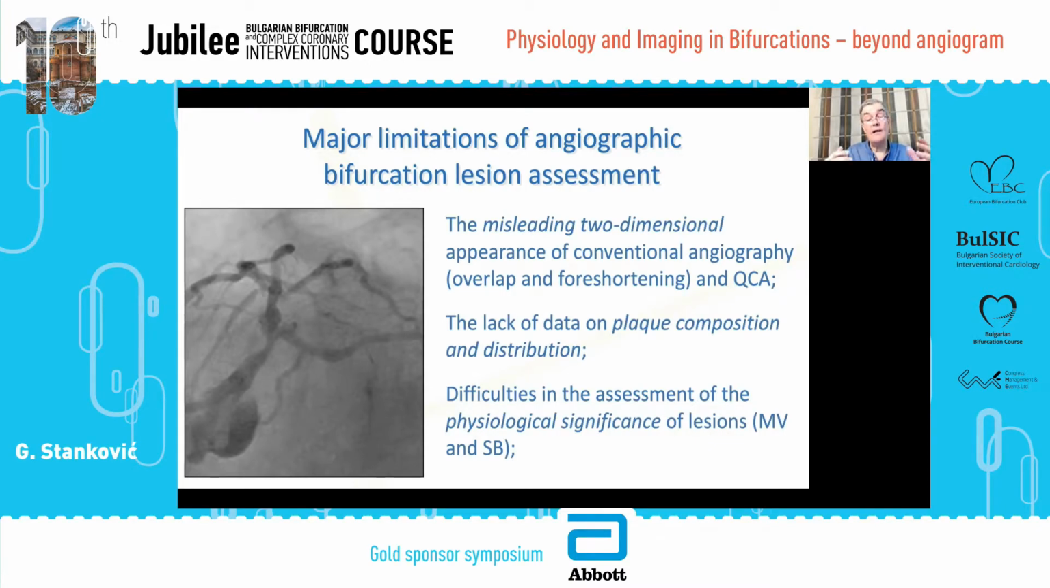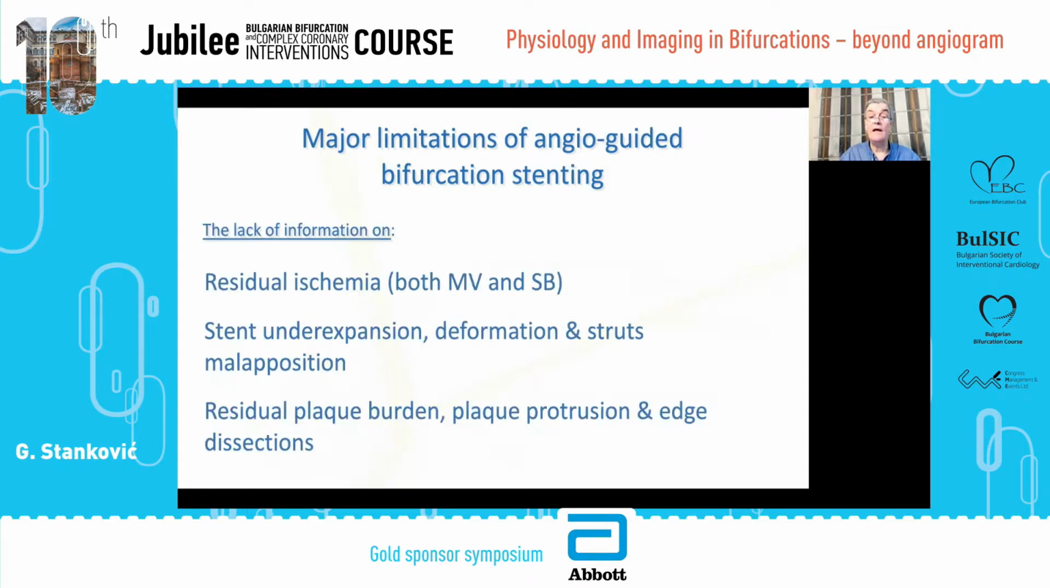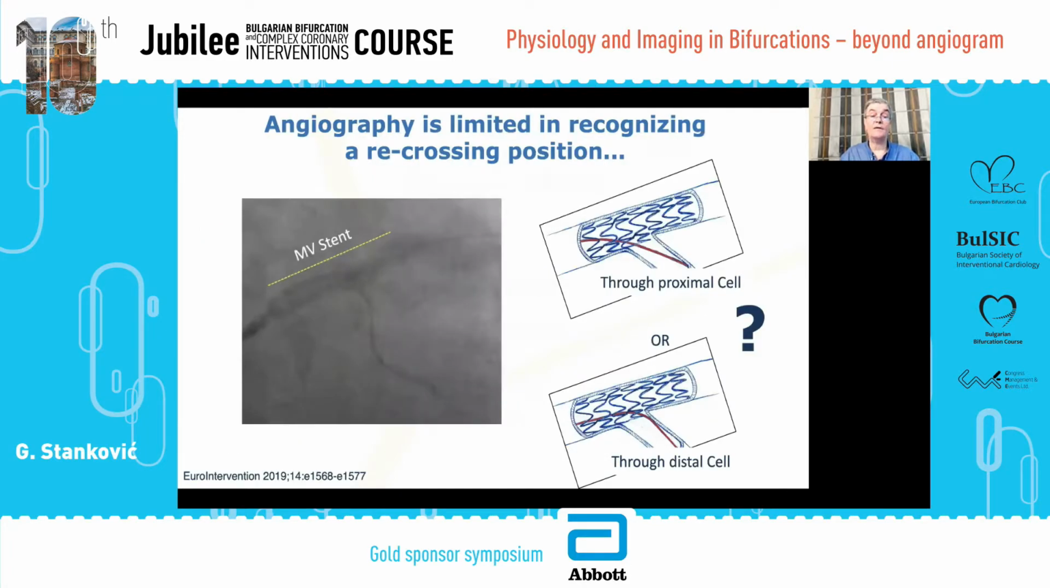We don't get data on angiography regarding plaque composition and plaque distribution, and of course, there is no additional information on the physiological significance of the lesions in both main vessel and the side branch. And even when we optimize the procedure with angio guidance, we don't have information about potential residual ischemia in both territories, stent underexpansion, deformations, malapposition of the struts, and of course, residual plaque burden, plaque protrusion inside the stent, as well as the presence of edge dissections.